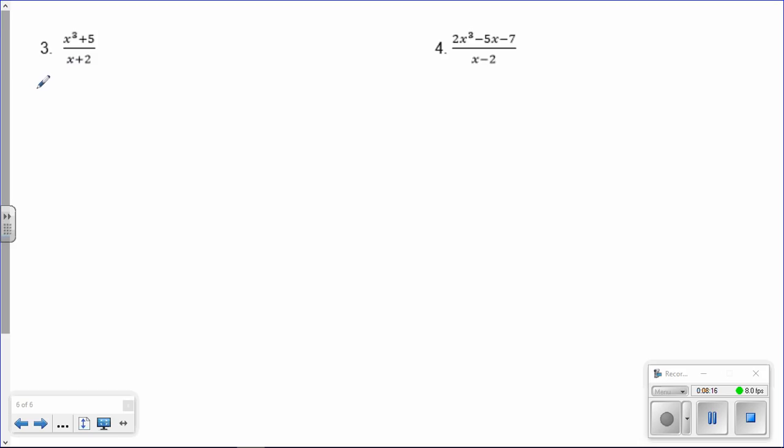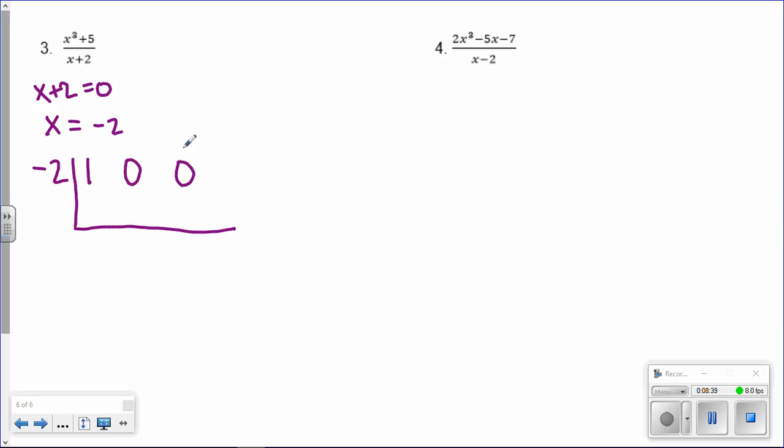So first step, x plus 2 equals 0. Get x by itself, so we get x equals negative 2. All right, now negative 2 is going to go on the outside of my box, and then I'm going to fill in my coefficients. All right, so I'm starting off with a 1, and then I don't have a squared term or an x term, so I'm going to fill it in with 0 and 0, and then 5 is my constant. And then I just go and do my synthetic division. Drop this guy down, multiply, and then add. And then repeat the process. Multiply, and then add. Multiply, and add.